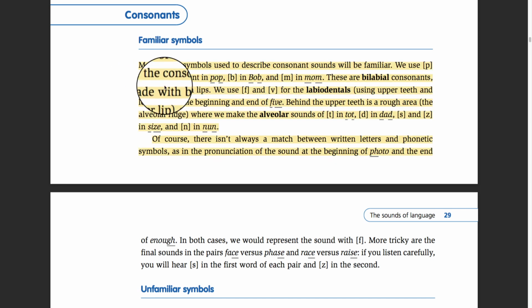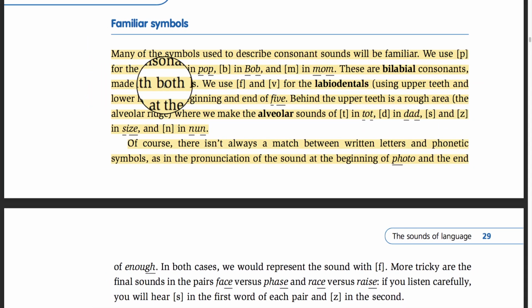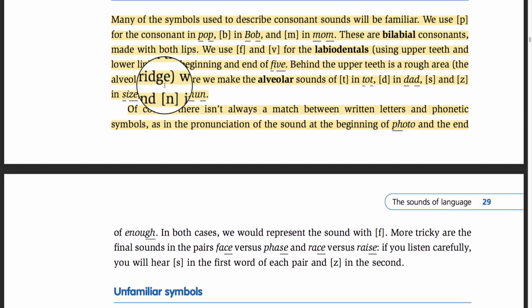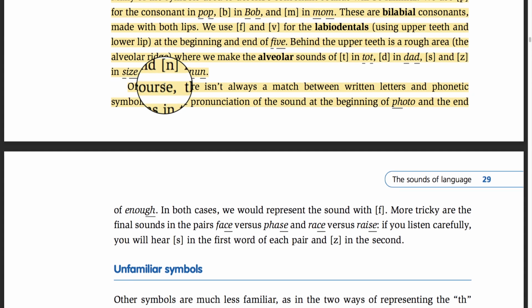Many of the symbols used to describe consonant sounds will be familiar. We use P for the consonant in pop, B in bob, N, M in mom. These are bilabial consonants, made with both lips. We use F, V for the labiodentals, using upper teeth and lower lip, at the beginning and end of five. Behind the upper teeth is a rough area, the alveolar ridge, where we make the alveolar sounds of T in tot, D in dad, S, N, Z in size, N in none.